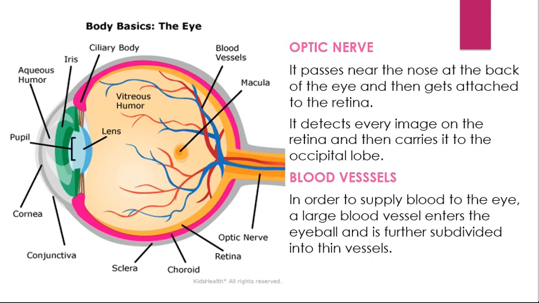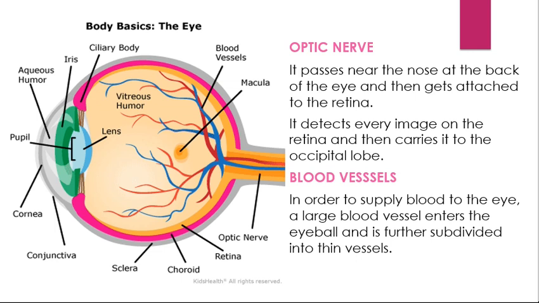The optic nerve. The optic nerve passes near the nose at the back of the eye and then gets attached to the retina. What is the purpose? It detects every image on the retina and then carries it to the occipital lobe at the back of the brain. Occipital lobe of the brain is specialized for vision. So optic nerve carries the message to the occipital lobe of brain.